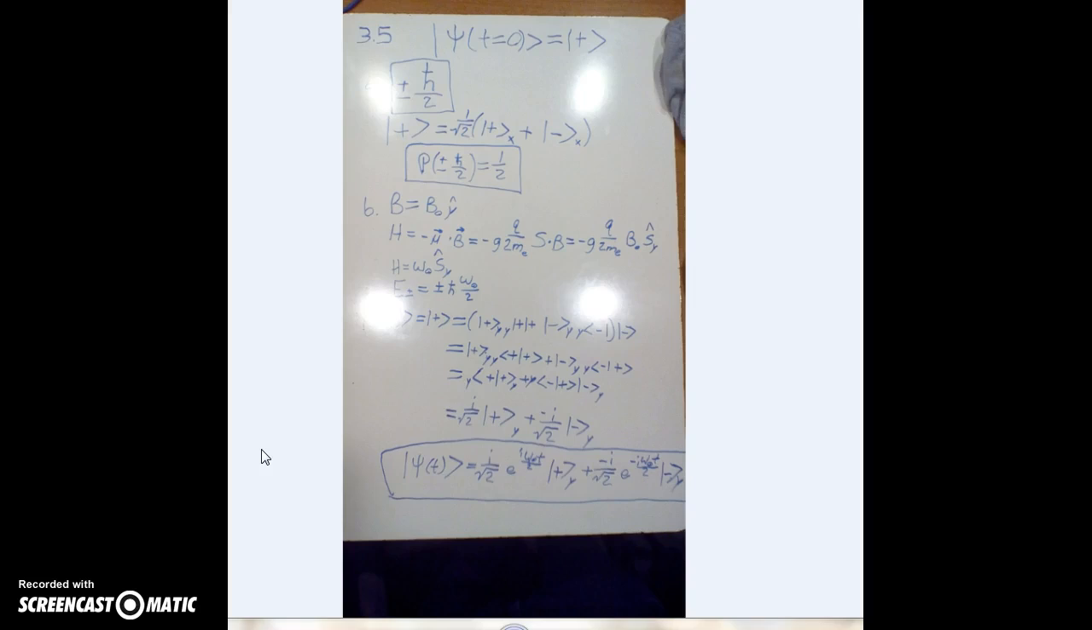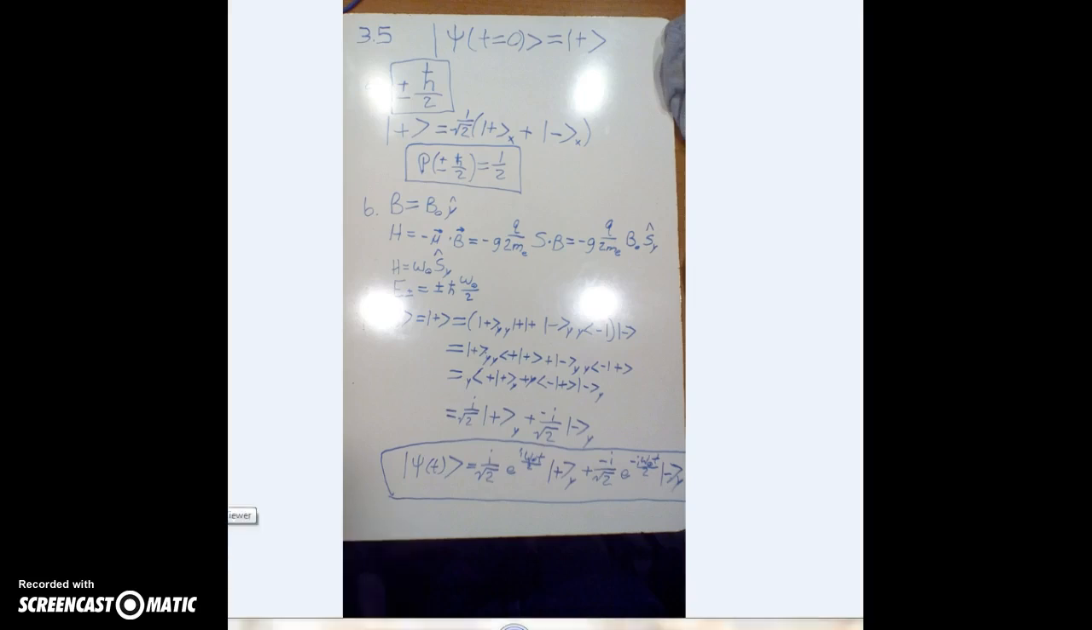And then the last step for this part is to multiply each eigenstate by e to the negative i E_n t over h bar. So when we do that and substitute in our energies, or our eigenvalues, we get the final answer: i over square root of 2 e to the i omega naught t over 2 ket plus y, plus negative i over square root of 2 e to the negative i omega naught t over 2 ket minus y.